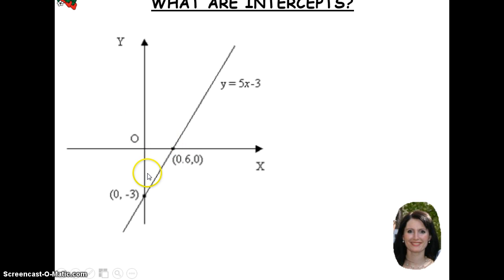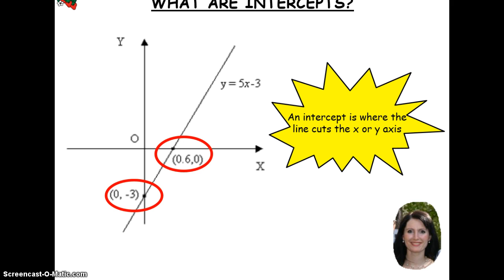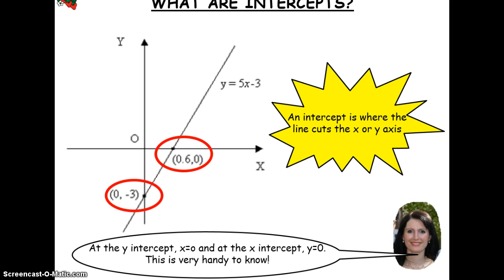So that's an x-intercept. A y-intercept is where x is 0, as shown in our coordinates. If x is 0, we don't go to the left or right. We just go up and down. And in this case, the y-intercept is -3. There they are. So an intercept is where the line cuts the x or y axes. At the y-intercept, x is 0, and at the x-intercept, y is 0. This is really good to know and is something you must remember, especially when drawing graphs using the intercept method.